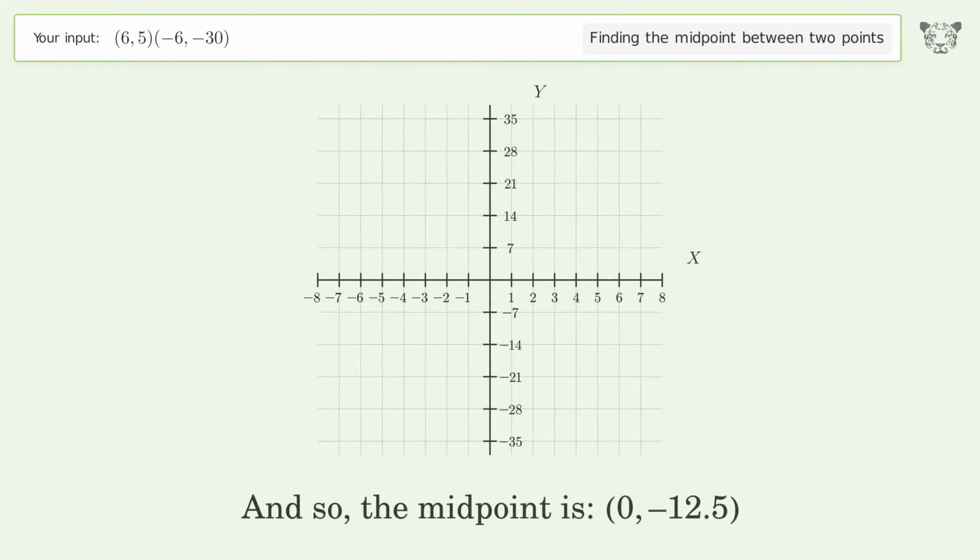And so, the midpoint is 0, negative 12.5.